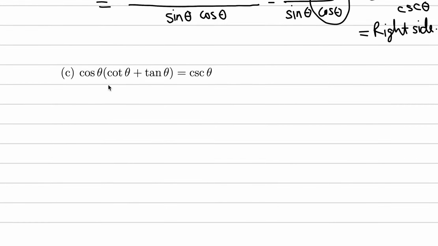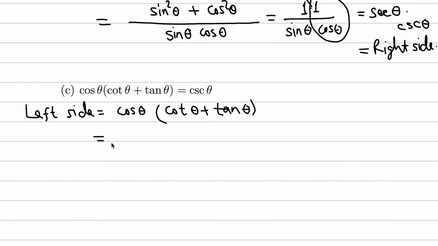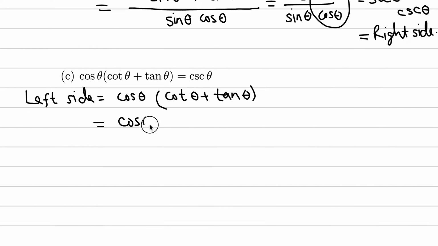Let's do the same thing, almost the same, with tangent. So we have the left side: cosine theta times the quantity cotangent plus tangent. We try to convert everything in terms of sine and cosine. So cosine is just cosine. Cotangent plus tangent: tangent is sine over cosine, and the reciprocal means cosine over sine. So this is cosine over sine, and this one is sine over cosine like previously.